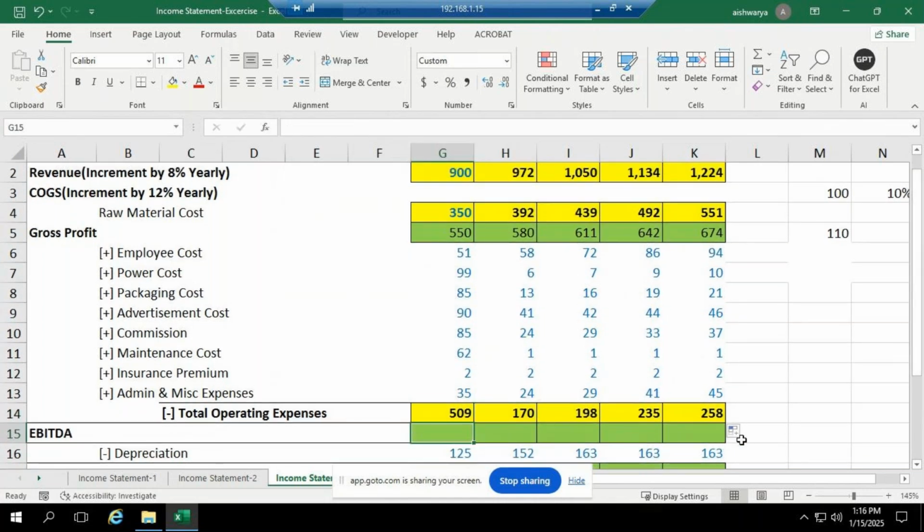Then what about this EBITDA? EBITDA is nothing but the gross profit minus total operating expenses, so it is equal to gross profit minus total operating expenses. You just select that and then press enter. Now you will get the answer here as EBITDA. Drag it over here, and automatically you will get the answers here. Try it out, guys.